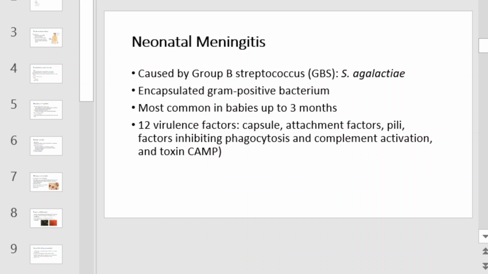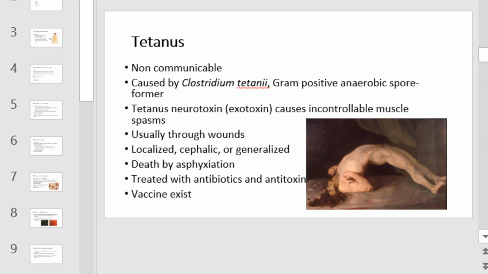Neonatal meningitis is caused by group B Streptococcus. It's an encapsulated gram-positive bacterium and is most common in babies up to 3 months. There are 12 virulence factors. A few are listed here, which include capsules, attachment factors, pili, and factors inhibiting phagocytosis and complement activation.